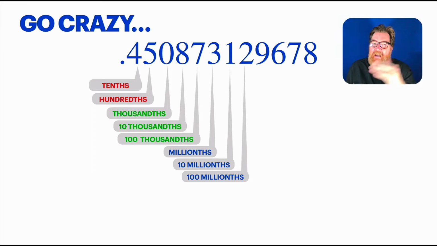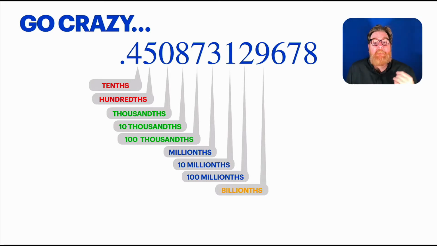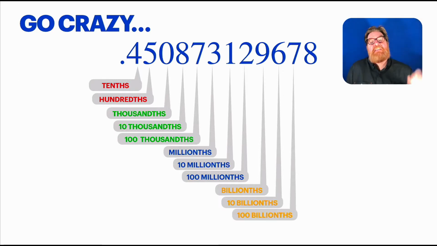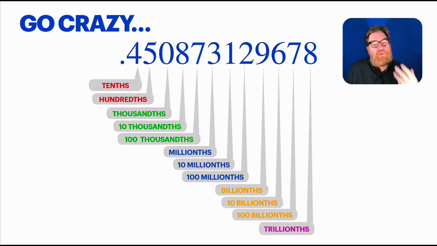So again, we get that common thing, 10 of them, 100 of them, new thing. Okay? We've seen that before. Billionths, 10 billionths, 100 billionths, trillionths. So this number is actually a fraction with a denominator of 1 trillion. So it's in the trillionths. Pretty crazy, huh? Take a look at that structure.